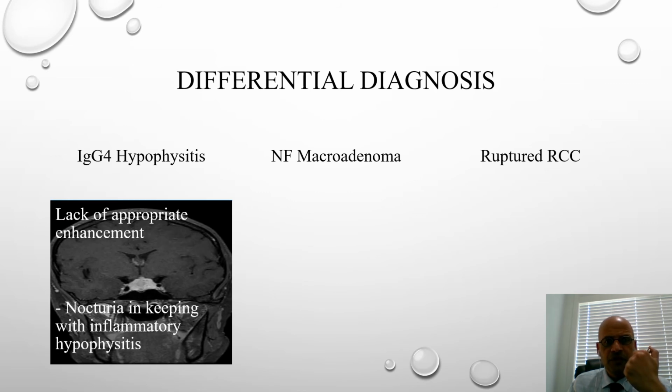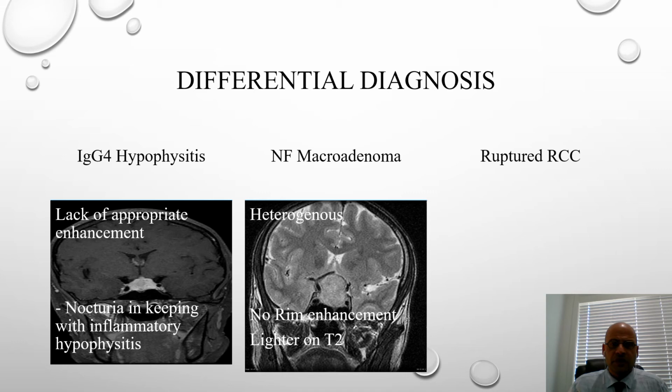With any type of hypophysitis, you will find there's a very high intensity with gadolinium, which wasn't the case in our patient. And yes, she did have some nocturia at some stage, but that's because she had inflammation of the stalk after the cyst was ruptured.